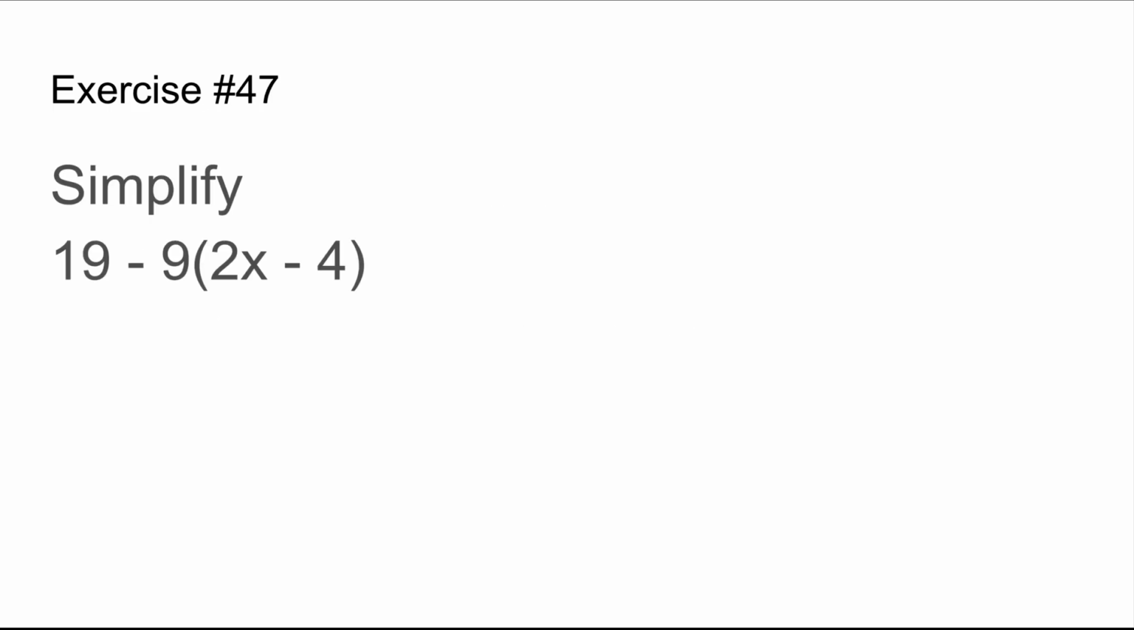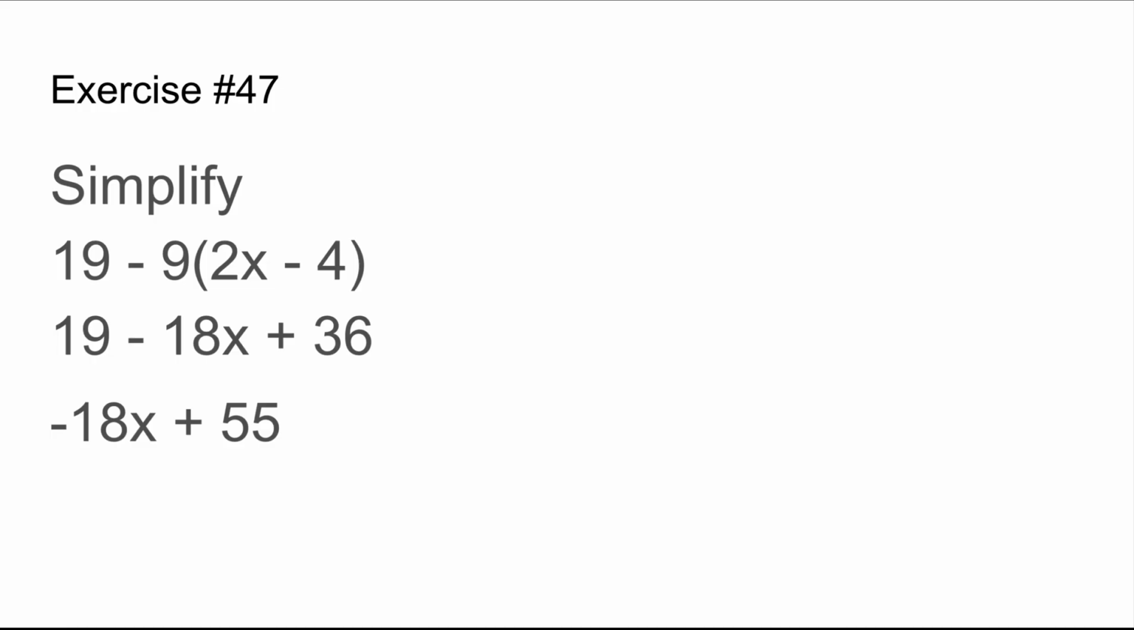47, simplify. This is pretty easy now that we have been doing harder things. We're going to multiply by distributing the negative 9. The key here is don't forget the negative sign. So we have negative 9 times 2x, negative 9 times negative 4. Combine your like terms, which are 36 and 19, and you get negative 18x plus 55.